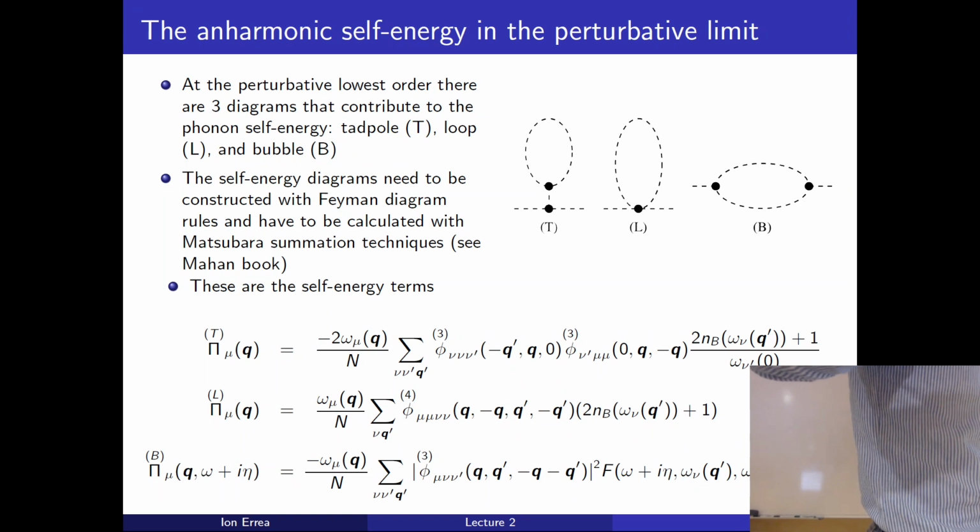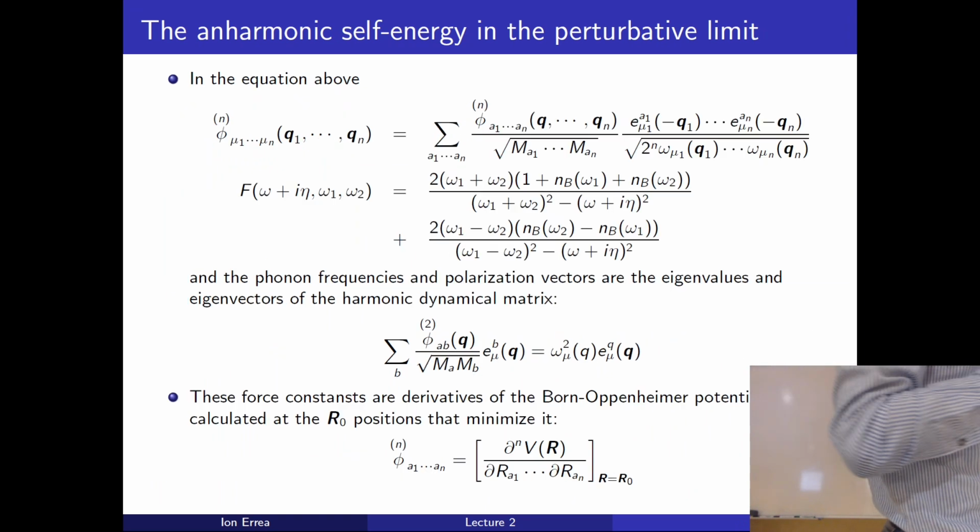We have this vertex squared, and these are basically the same, and here we have this function, which I give explicitly here. The vertices are basically this object, written in a normal mode basis. Here, mu1 and so on are mode indexes. Here we have the force constants, which are the Fourier transform of the nth-order derivative of the Born-Oppenheimer potential with respect to the ionic positions, taken at the position that minimizes the Born-Oppenheimer potential.